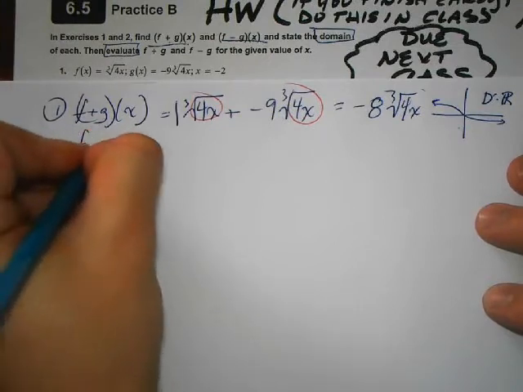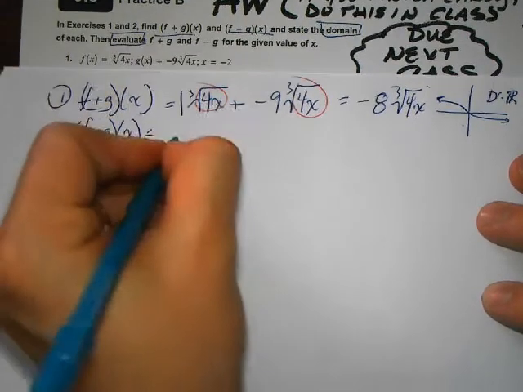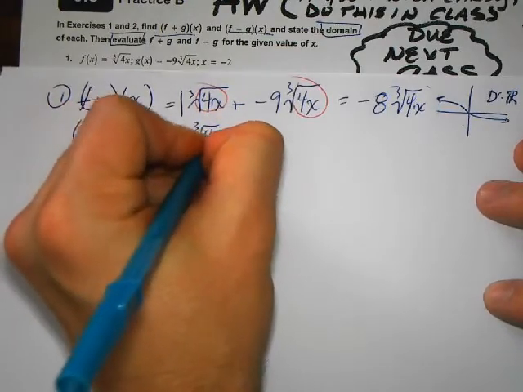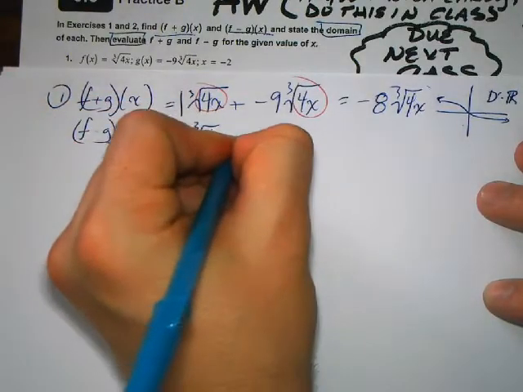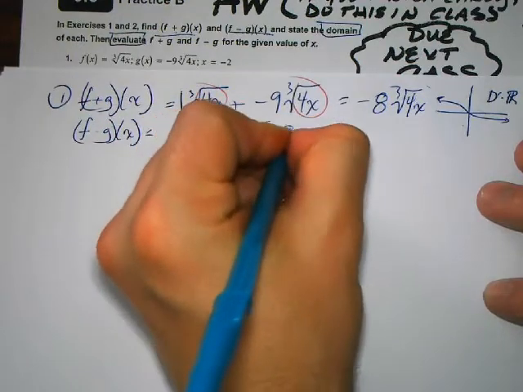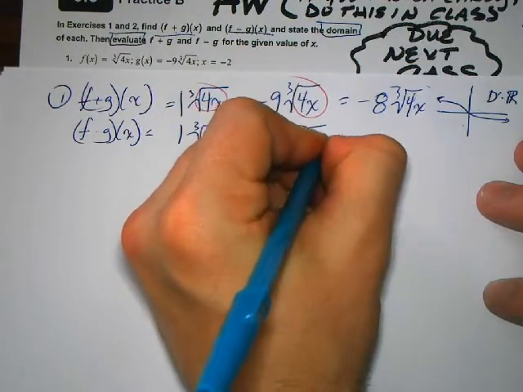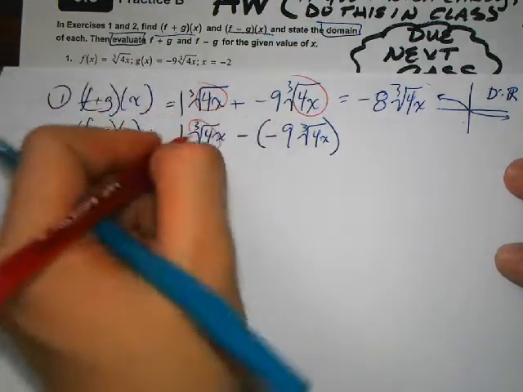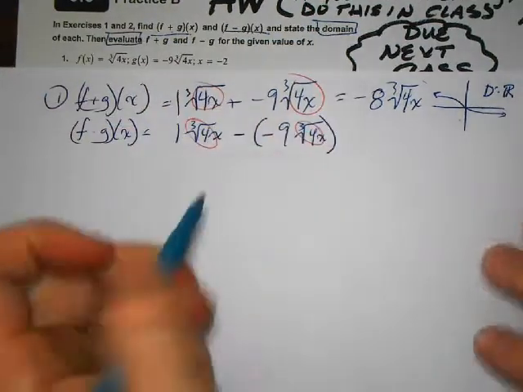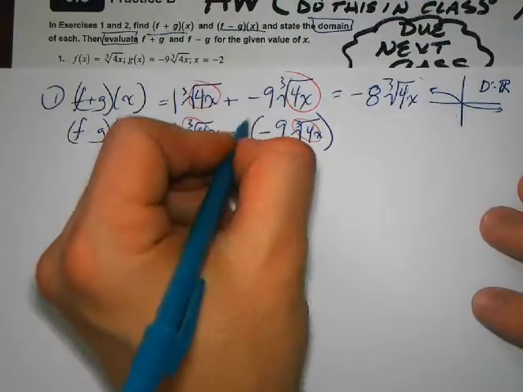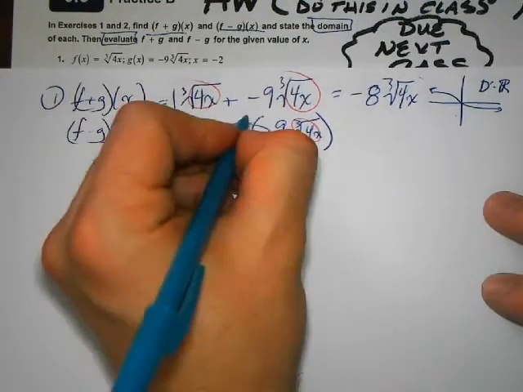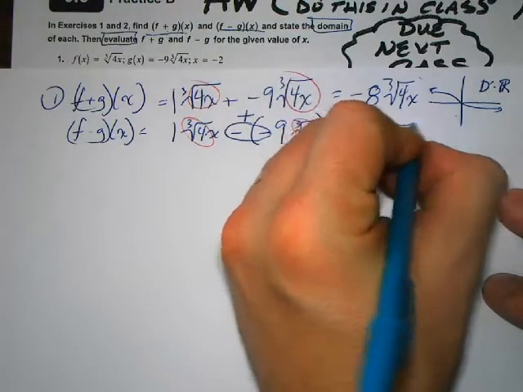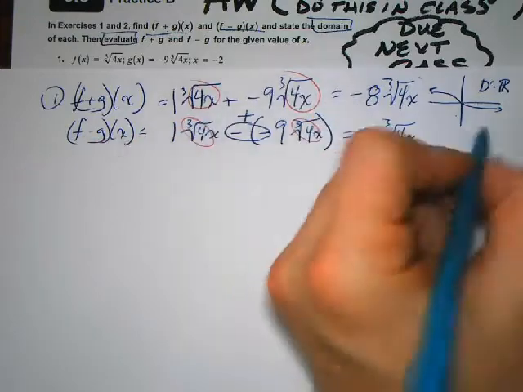Now we're going to do f minus g at x. And that is still going to give us the same kind of process here. We have 1 cube root of 4x minus 9 cube roots of 4x. Alright, so the same general principle applies. We have cube roots of 4x and cube roots of 4x. So these two families can be combined together. And I need to remember my sign rule here that a negative and negative will give me a positive. So this gives me 10 cube roots of 4x.